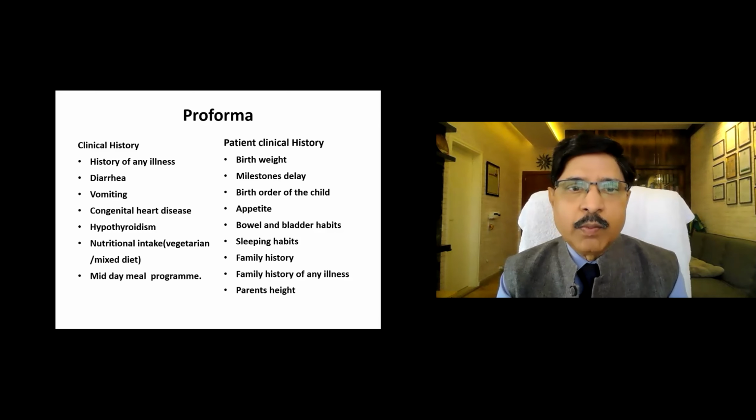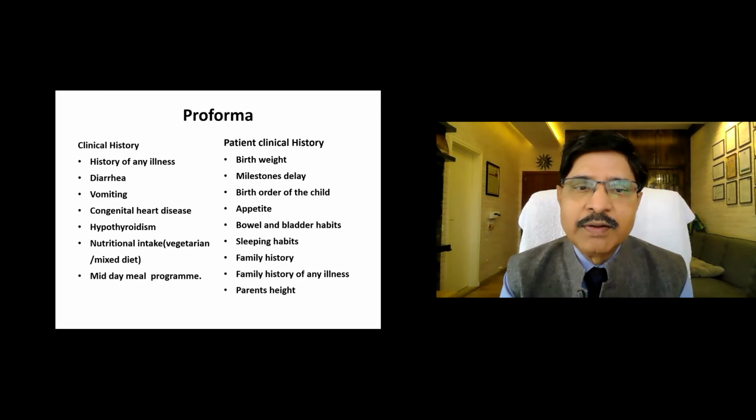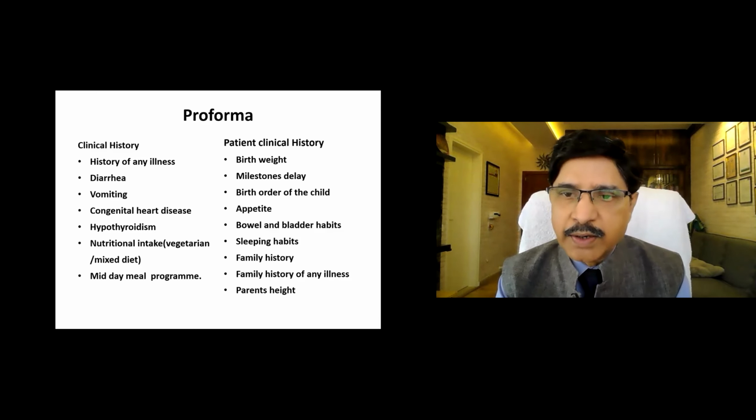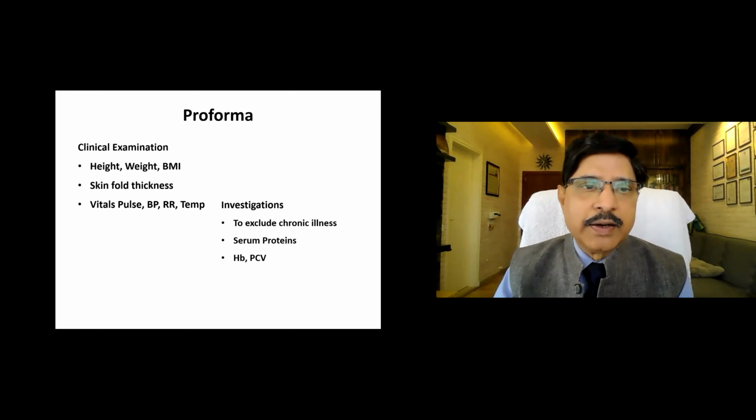Clinical history: what is the birth weight, what are the milestones like, and the birth order of the child, how is the appetite of the child, bowel and bladder, sleeping. I don't know in what way sleep will interfere with our study. Maybe yes, maybe no. Family history of any chronic illness is important. Parents' height could have a bearing on the height group. So this is about the Proforma and clinical history, and patient's measurements and clinical examination.